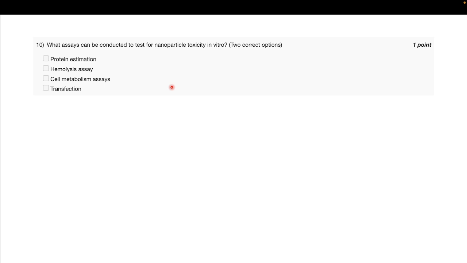Okay. The next question, this is the last question for the assignment. What assays can be conducted to test for nanoparticle toxicity in vitro? And we have to select two options.